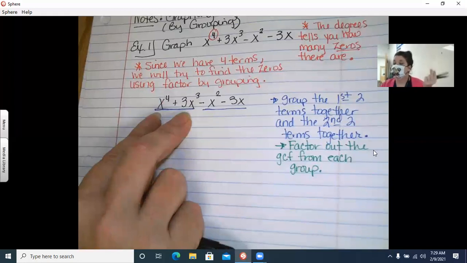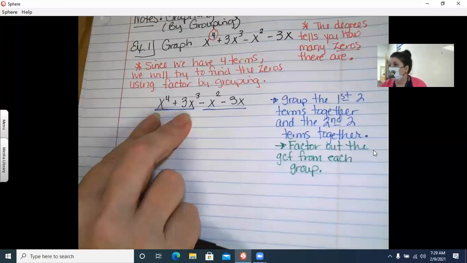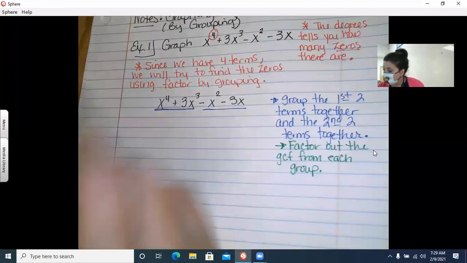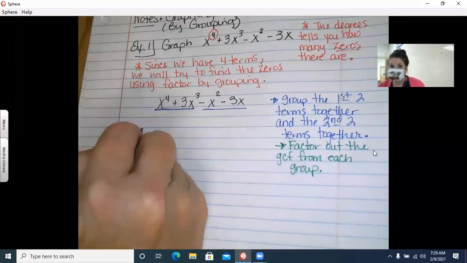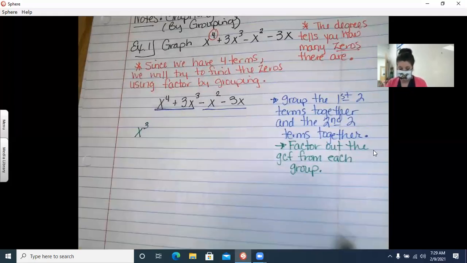So just looking at the first 2 terms, do they both at least have 1 x? Do they both at least have 2 x's? Do they both at least have 3 x's? Do they both at least have 4 x's? No. So what's the greatest number they have in common? 3. So my GCF would be 1x cubed from my first group, or we just say x cubed, right? We don't need to say 1x cubed. So we're going to factor that out.